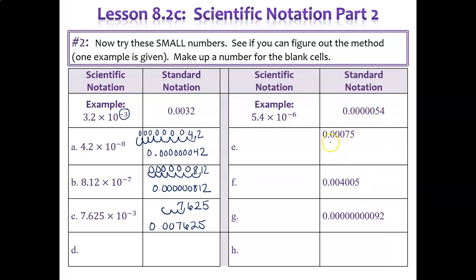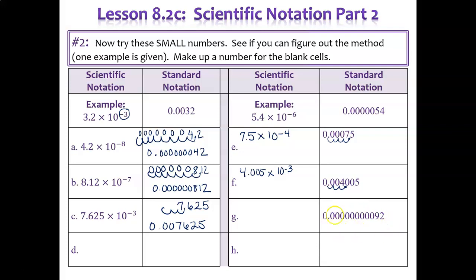So this, we're going to count how many spaces it takes to get one significant digit to the left. Not a 0, it has to be greater than 1. So 1, 2, 3, 4, and there's one digit to the left. So we have 7.5 times 10 to the negative 4. Again, we're going to do the same thing. 1, 2, 3. So we have 4 and 5 thousandths times 10 to the negative 3rd.